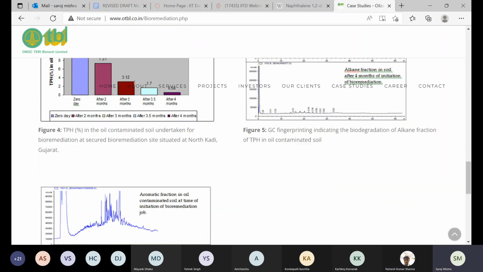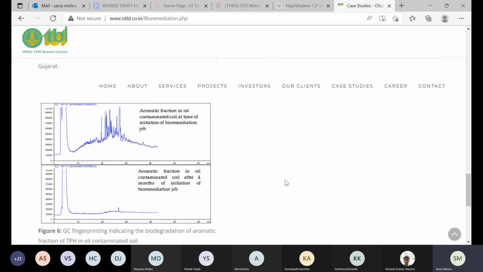Yes, ma'am. All right. And then with respect to aromatic fractions, because what you looked at in the previous picture was the aliphatic, which are the linear hydrocarbons. These were the aromatic hydrocarbons in the oil at the time of initiating the bioremediation job, and you see what it looks like. This is the relative intensity on the y-axis. So this particular aromatic hydrocarbon is more abundant compared to what you see here, because the relative intensity is like 40,000 here and 90,000 here. So it is only a relative intensity. You see a large amount of aromatic hydrocarbons are there.